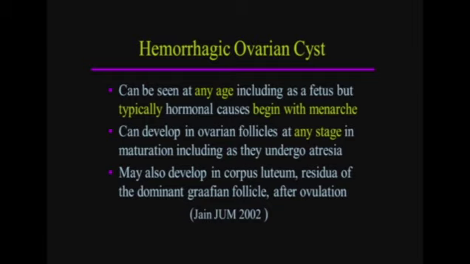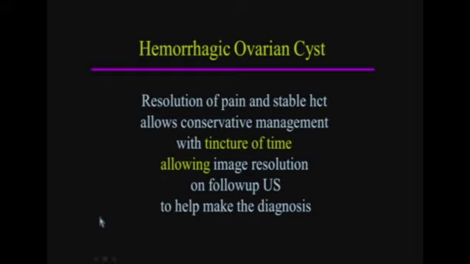It can be seen at any age, including as a fetus, but typically hormonal causes begin with menarche. Hemorrhagic ovarian cysts can develop in ovarian follicles at any stage in maturation, including as they undergo atresia. It may also develop in the corpus luteum, the residue of the dominant Graafian follicle, after ovulation. Resolution of pain with a stable hematocrit allows conservative management with time, allowing image resolution on follow-up ultrasound to help make the diagnosis.